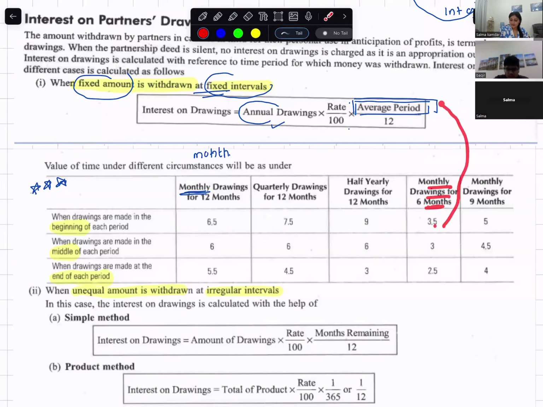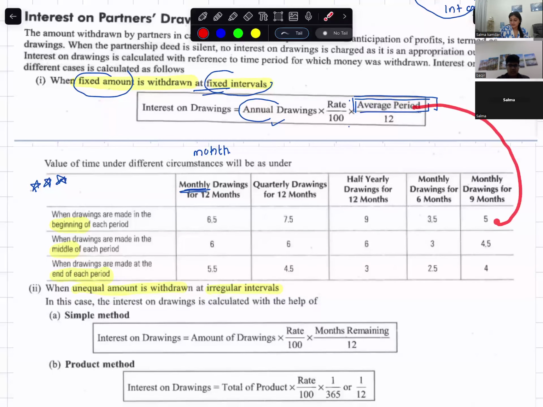Beginning 3.5, middle 3, and end 2.5. And if you're doing monthly drawings for 9 months, they will give you in the question either half yearly drawings, monthly drawings for 6 months, or monthly drawings for 9 months. If you're withdrawing at the beginning of the month, then it is 5. Middle is 4.5 and end is 4. Are you with me? Yes, ma'am.